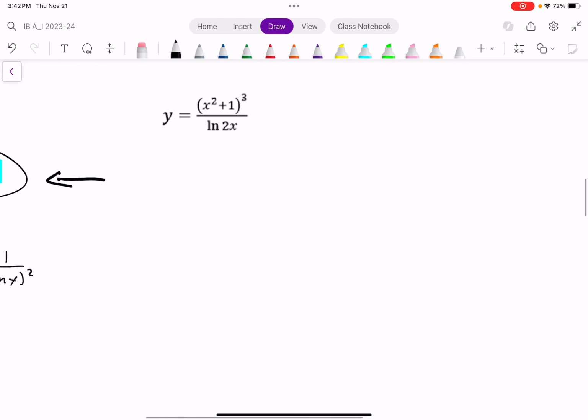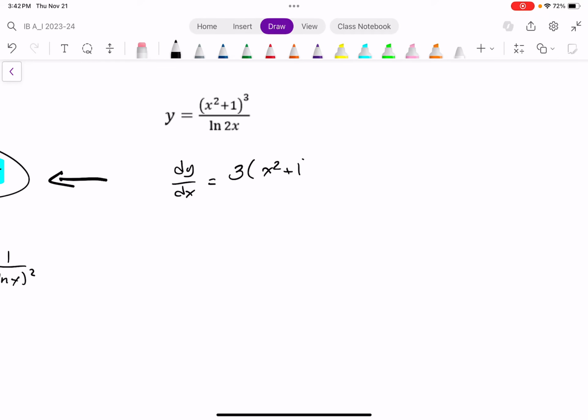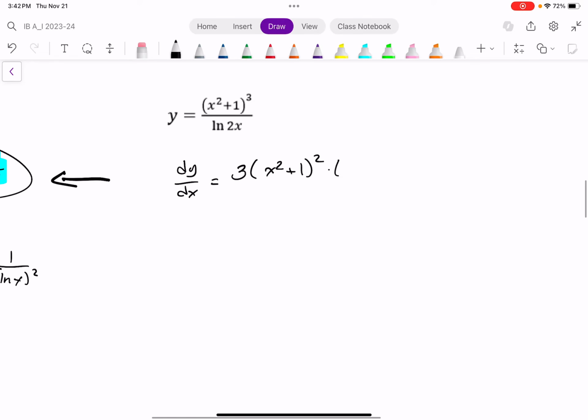So last one, very similar. Let's get straight to it. So the derivative of my numerator, I'm going to use a chain rule. So first I have 3 times x squared plus 1 to the power of 2 times the derivative of the inside function, x squared plus 1. So that has a derivative of 2x. So everything you see here is the derivative of that using the chain rule.